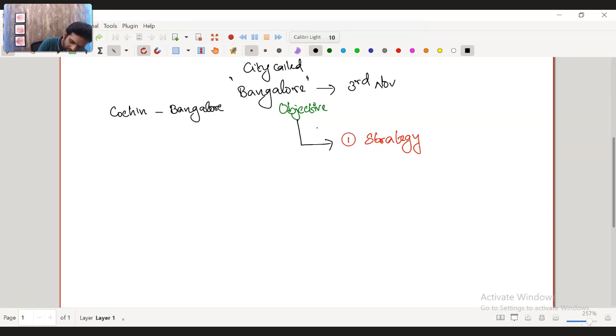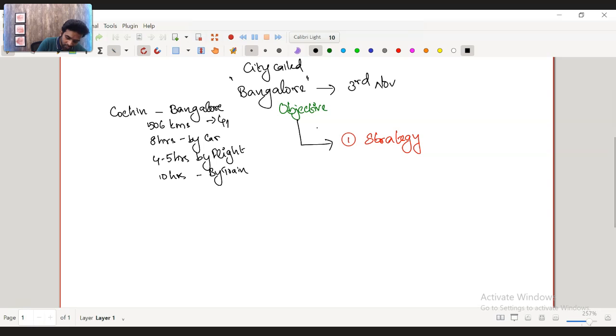Now the city called Kochi to Bangalore is around 506 kilometers away. It takes approximately 8 hours by car and approximately 4 to 5 hours by flight and approximately 10 hours by train. Okay, and we have around 4 people. So we have 4 people.